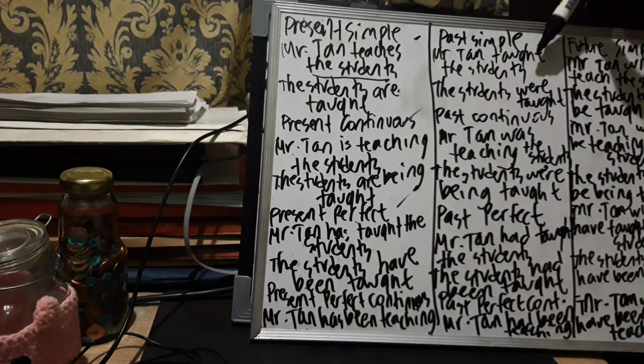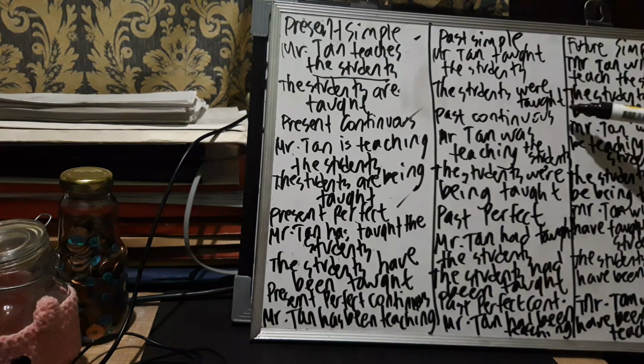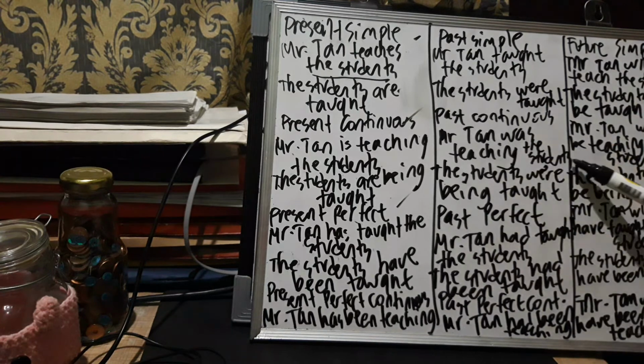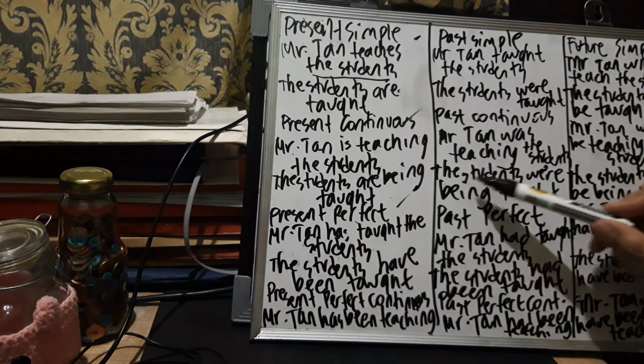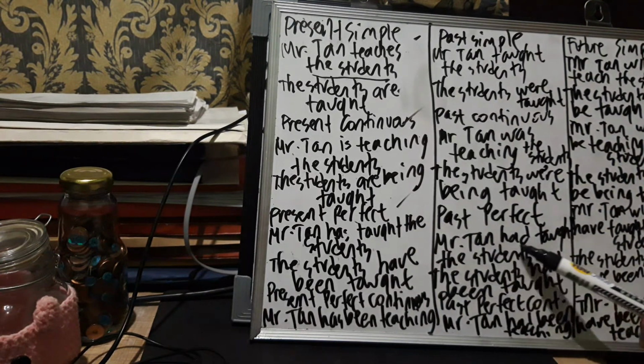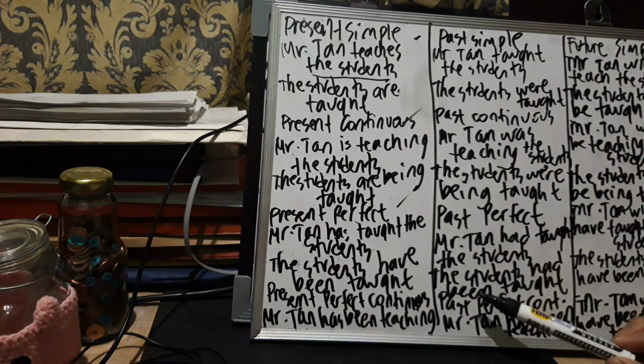For the past simple, we use the past form. Mr. Tan taught the students. Change it into passive, the students were taught. For the past continuous, Mr. Tan was teaching the students. The passive, the students were being taught. For the past perfect, we change it into Mr. Tan had taught the students. For the passive, the students had been taught. For the past perfect continuous, Mr. Tan had been teaching.